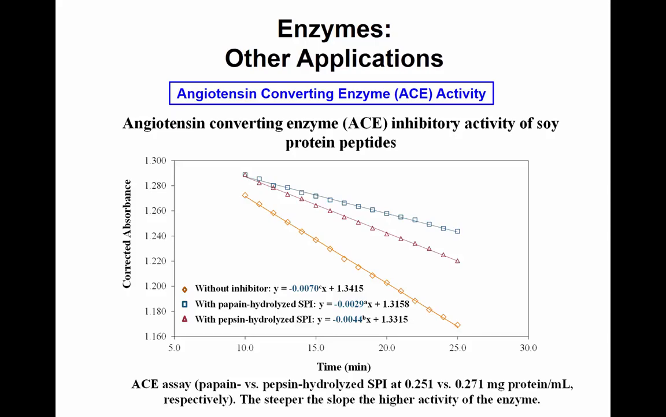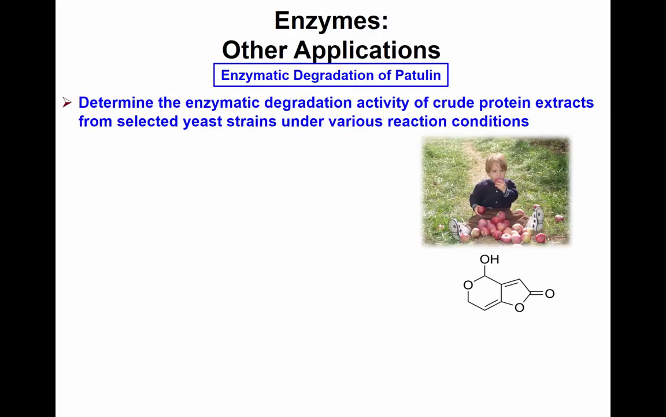So we concluded that hydrolyzing soy protein isolate with pepain, under the conditions of the assay we tested, had the most reduction in enzyme activity. So this means that this hydrolysate had more potent peptides capable of inhibiting the ACE. So we made a claim that we produced hydrolysate with high physiological activity, yet to be proven in vivo.